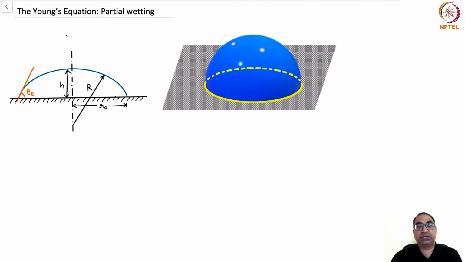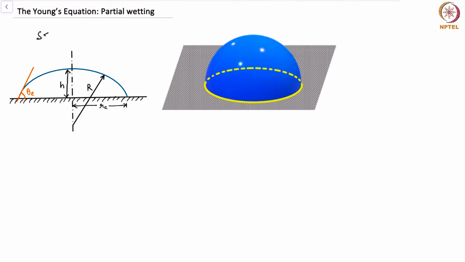So the goal is to understand the relationship between this contact angle theta E and the three interfacial energies that are present in the problem. Unlike the force balance approach, here we'll do an energy minimization approach, taking advantage of the fact that the surface of the droplet is actually part of a sphere. So it's really a spherical cap that is sitting on the surface of the solid. So let us begin by laying down the basic assumptions that we are going to employ.